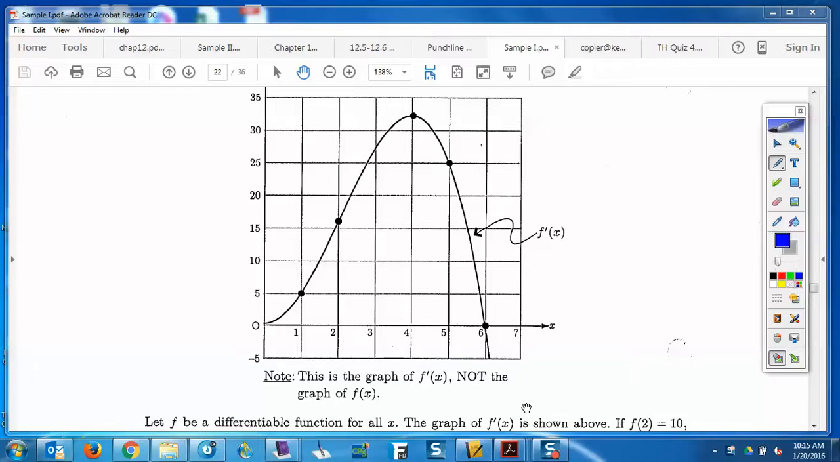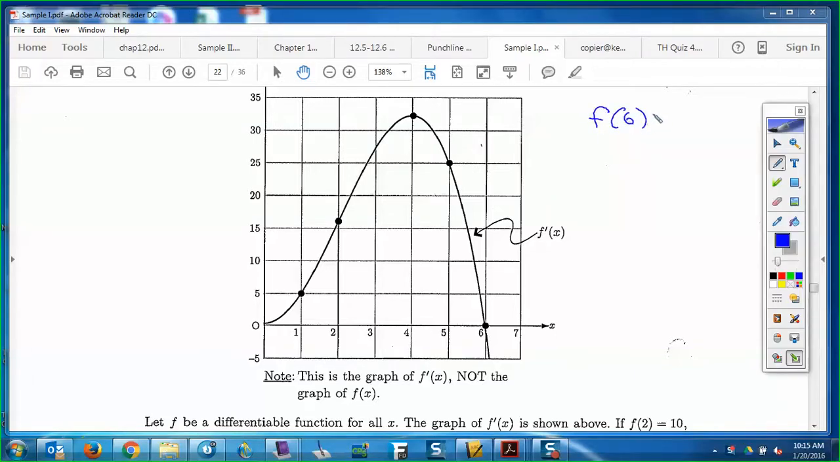So at 6. So it's a fair bet that at 6 it's going to be the max. So what we're really trying to find here is f of 6. What is the function value at 6 is really what we're trying to figure out. Then the question is, how can we do that?